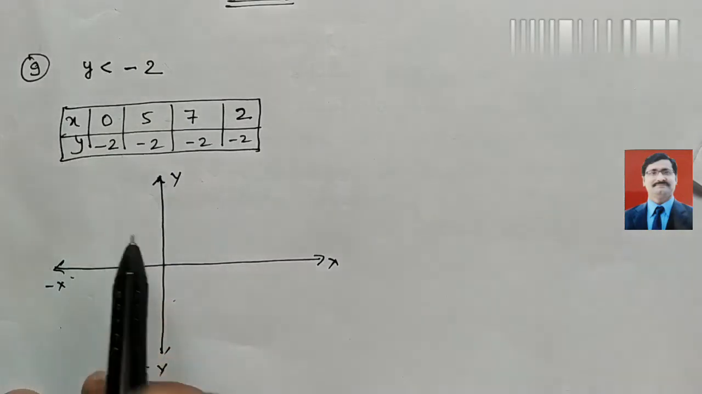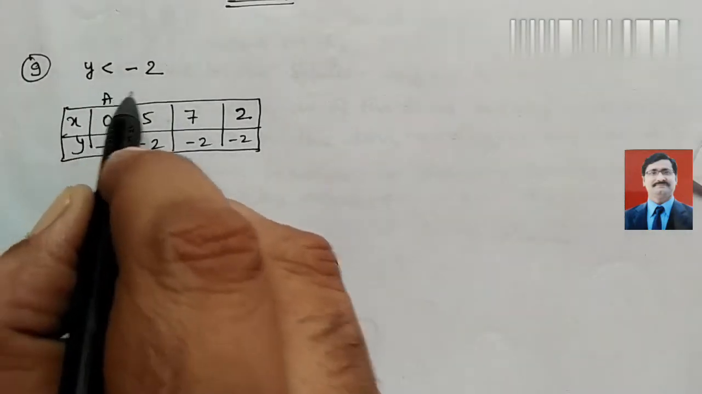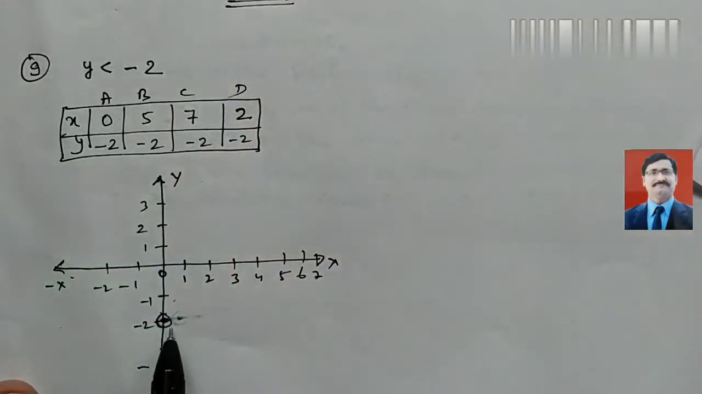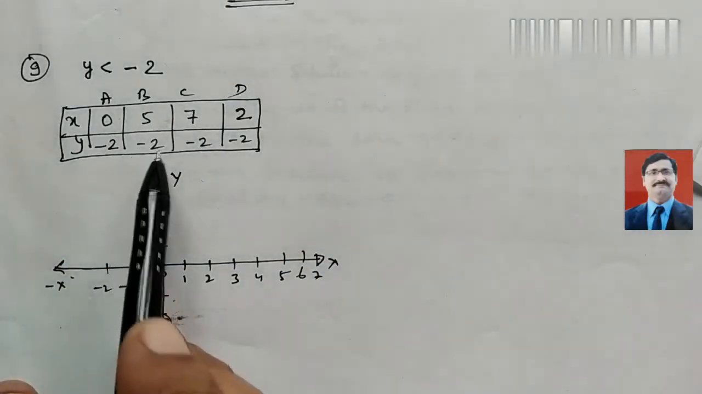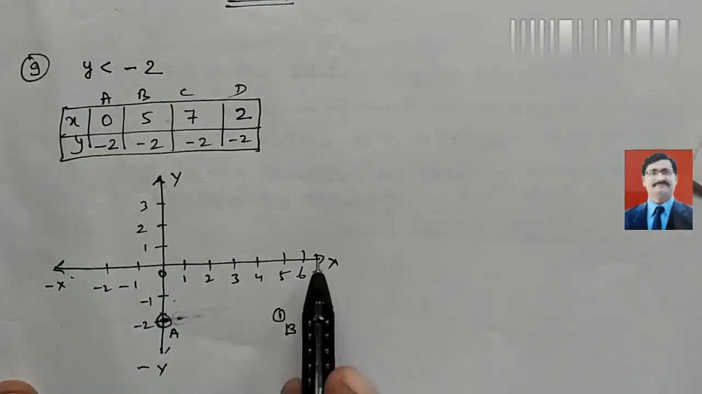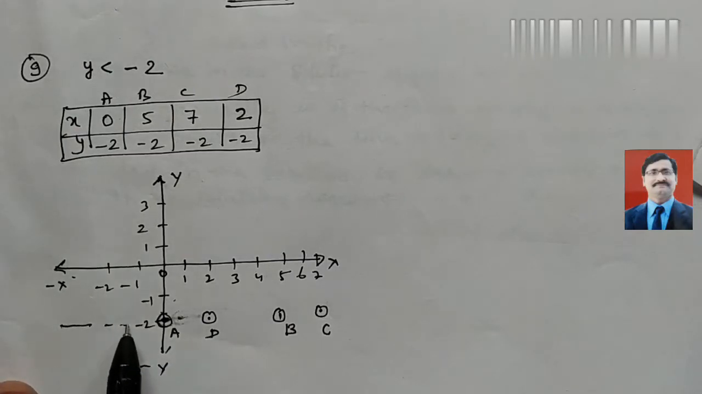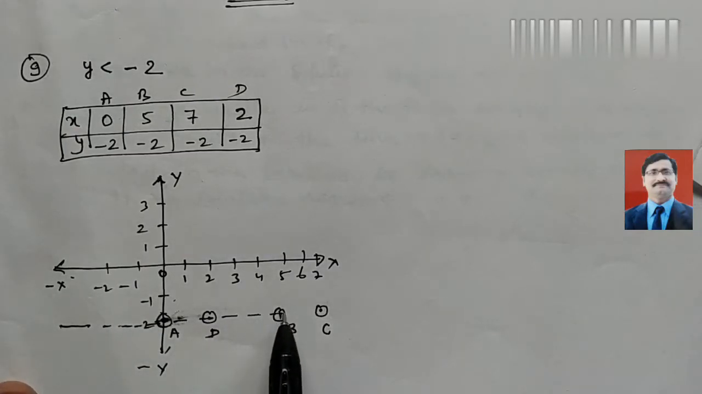Look here, the point is 0 and minus 2. This point is 0 and minus 2. We can mark here A, B, C, D. This is point A. Second point is 5 and minus 2. This is the 5 and minus 2 point. This is point B. 7 and minus 2 is this point C, and 2 and minus 2 is this point D, and you will join these by a broken line.